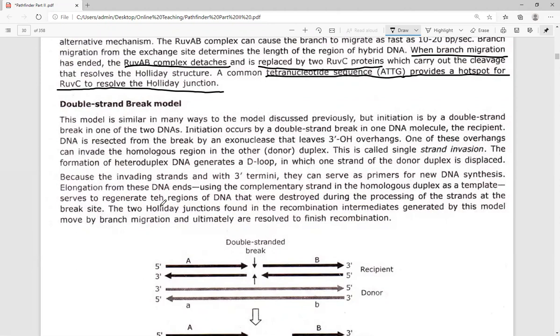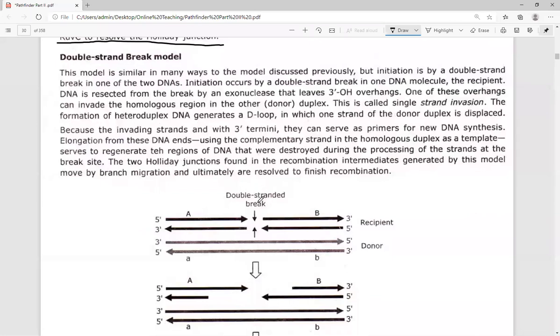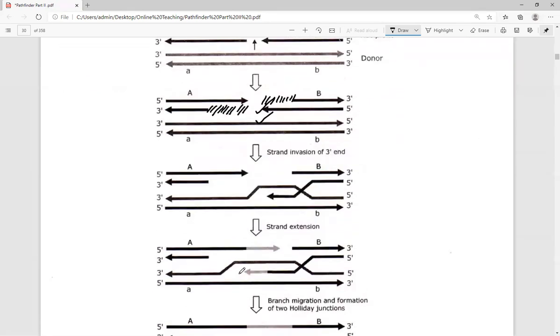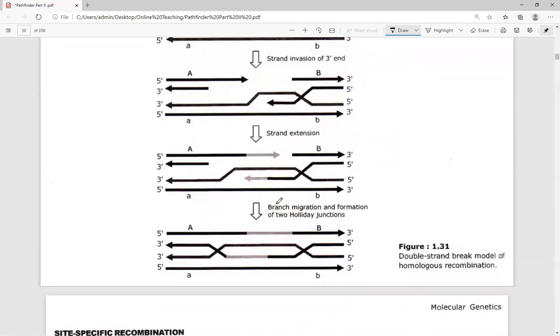To understand the repair in this double-stranded break model, we must know that if a double-stranded break is produced in one of the strands, then that strand could be cleaved with the help of exonucleases. See this, exonuclease would have degraded this strand, and exonuclease would have degraded the other strand. Complementary strands are produced. One cleaved strand will displace the non-sister chromatid molecule. After the strand has been exchanged, the branch will migrate. Again, two Holliday junctions will be produced, and these two Holliday junctions will move in opposite directions.